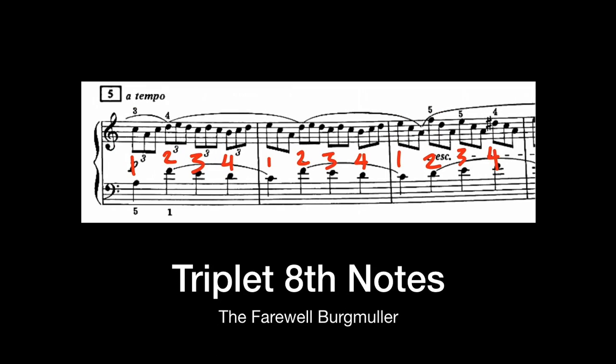Here is another example with triplet eighth notes. This is from Farewell by Bergmuller. I already wrote out the counts over here. This piece is also in 4/4 time, so we have 4 beats per measure. In this piece, the triplet eighth notes have a steady ongoing run through most of the song, so it is actually easier to count and get into the beat.